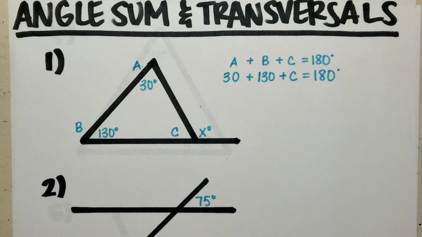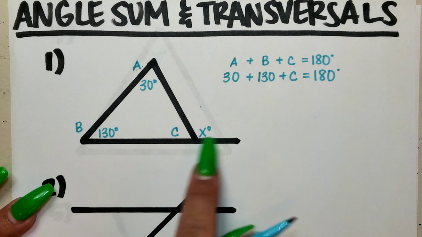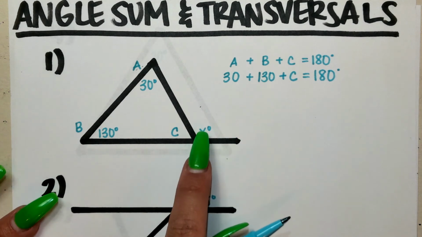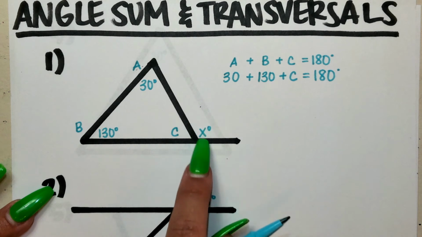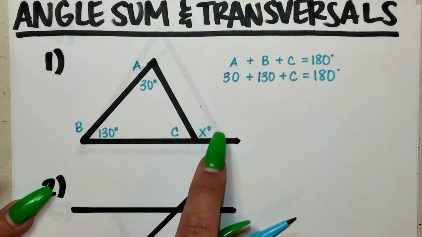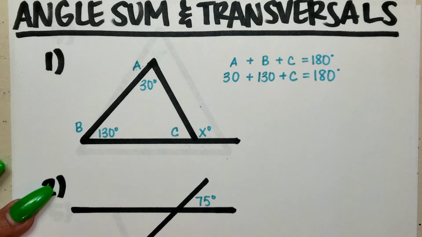Today is mixed practice with angle sum and transversals, what you have been working on the last 2 days. So let's come to number 1. I have a triangle with an extended line. It wants us to find the value of x, which is on the outside. It's an exterior angle. In order to figure out what x is, I need to figure out my inside angle.